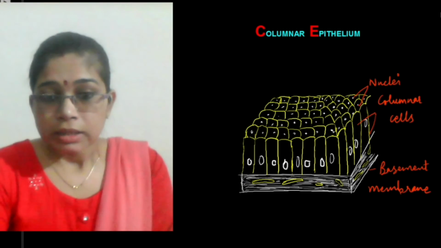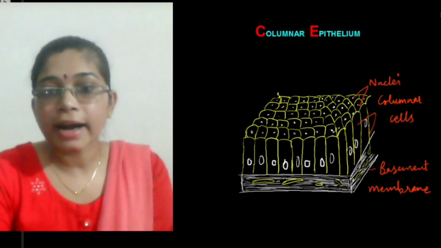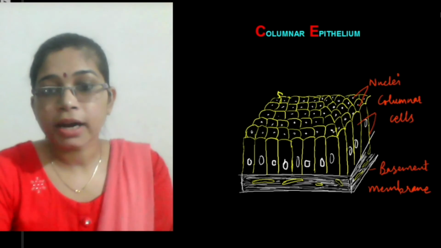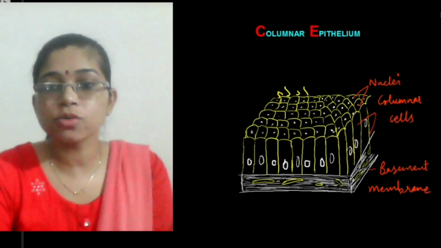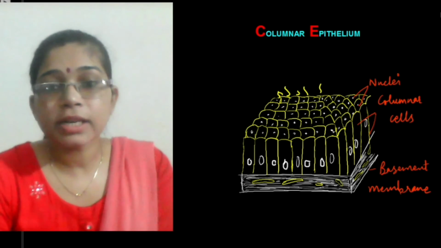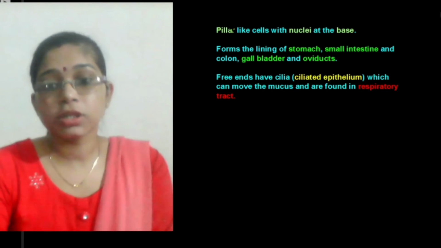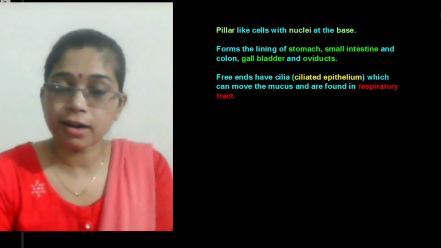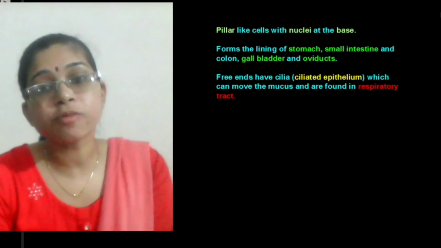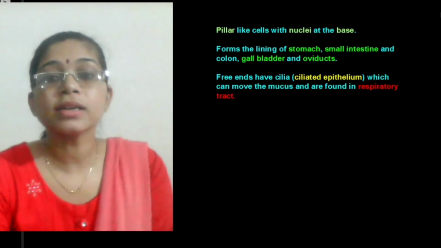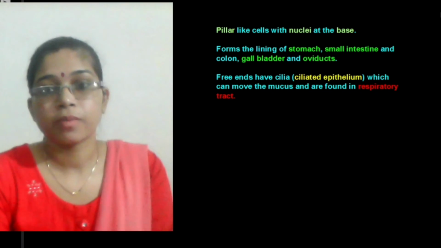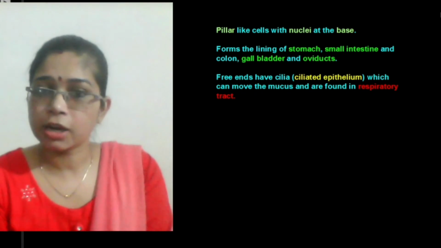Now sometimes these cells may have cilia at their end so that the mucus can move from one place to another place. As we know, cilia are responsible for movement of various substances. So these are also present in the respiratory tract, and in case the cilia are present, then this type of tissue is known as ciliated epithelium. So this was all about epithelial tissues.